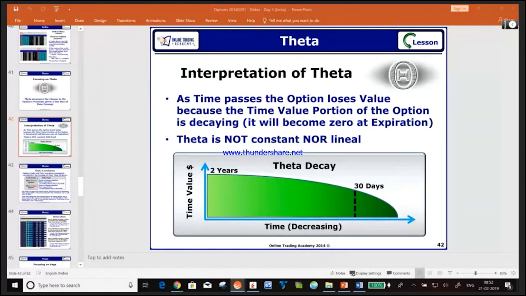Remember, time value does not get affected only because of theta. Time value can go up because of delta. Time value can go up because of rho, vega, all that. So imagine 10 days to expiry and the volatility shoots up. Is it going to increase the time value component? Because volatility affects only the time value component, isn't it? It's only expectation.